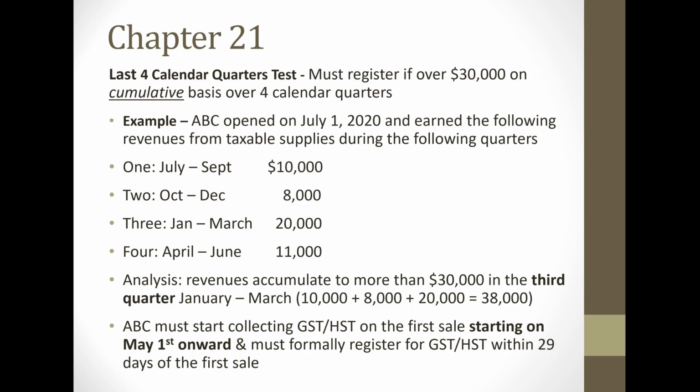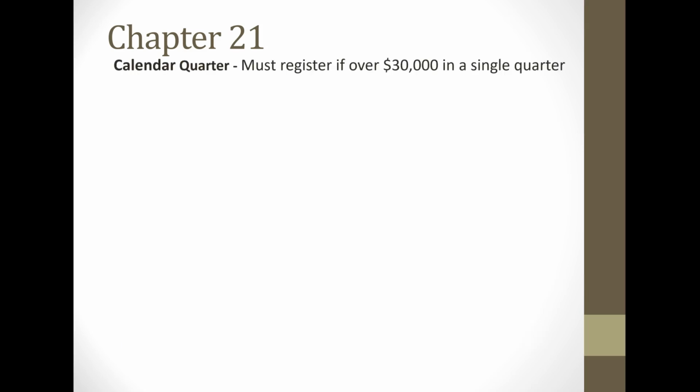And so on that very first sale, March 1st, or if it was on March 2nd, 29 days after that first sale, they must formally register. So they must start collecting GST/HST on May 1st onward, and they have to formally register within 29 days of that first sale. Moving on to the next slide, let's talk about the other test, the single calendar quarter test.